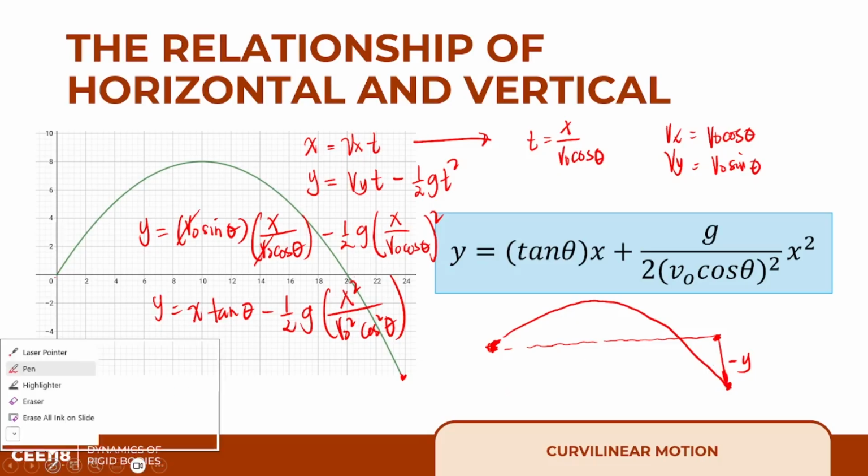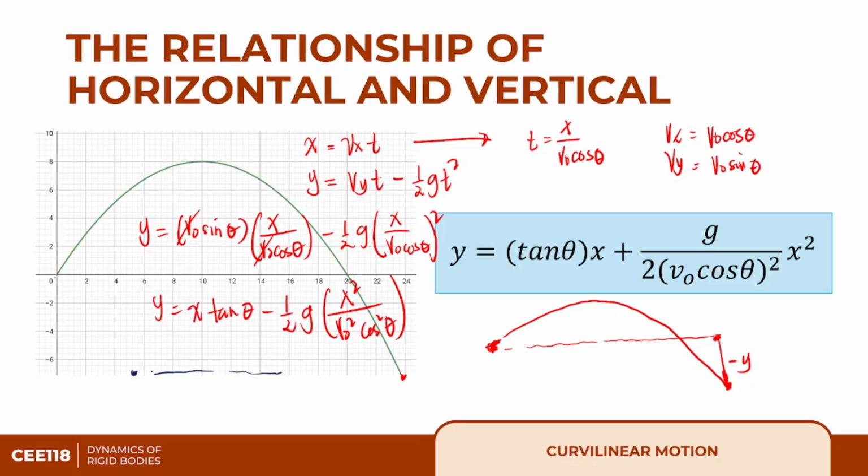Say for example, this is your launching point, and this is your level point, then your projectile lands here. Measured from this axis, that is positive y. And g is always negative, because although the displacement is positive here, this should be negative 9.81 or negative 32.2. Nakuha ba? So it's positive or negative depending on where it lands.